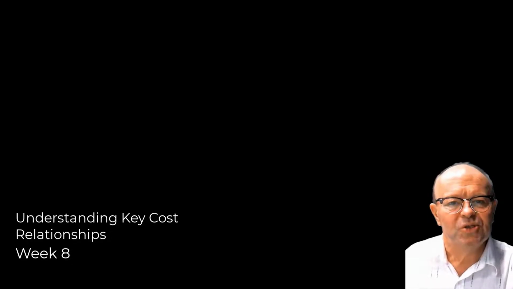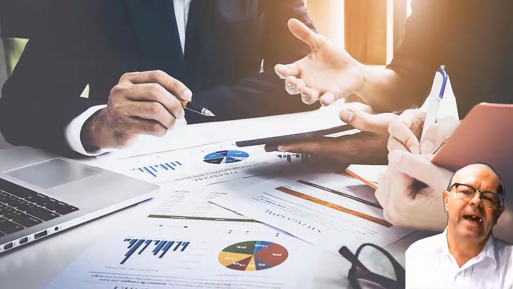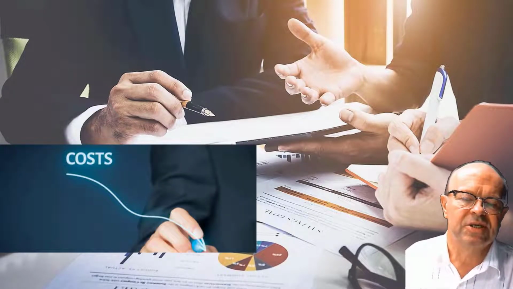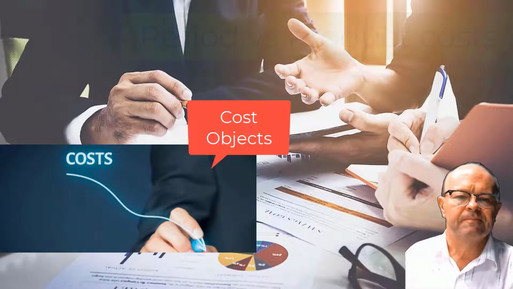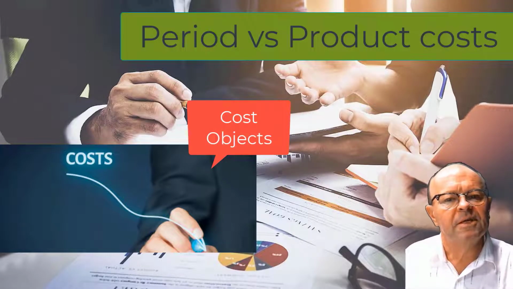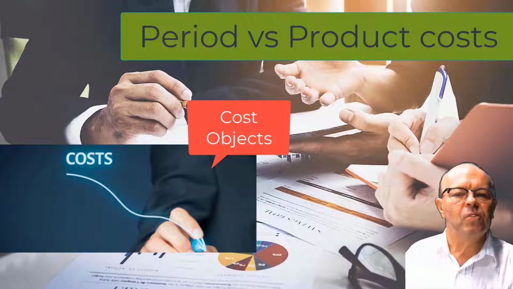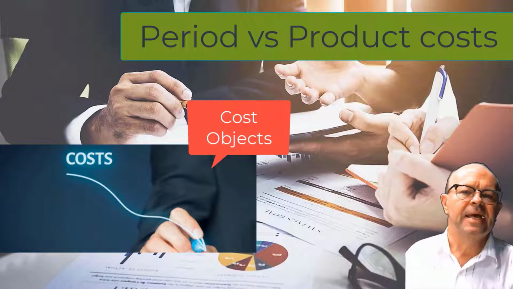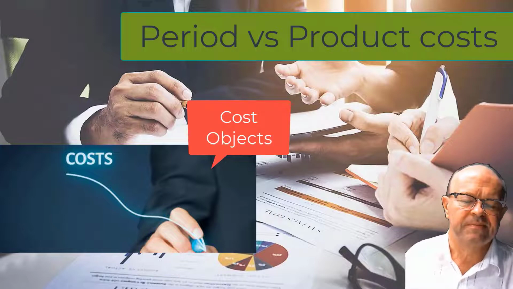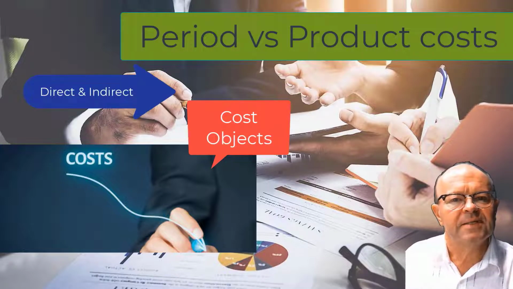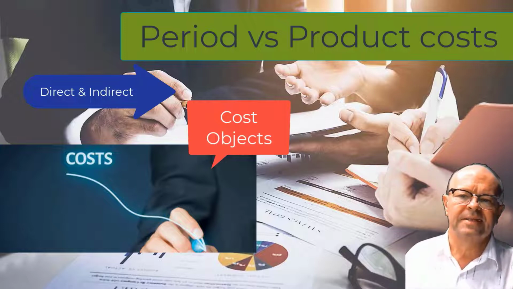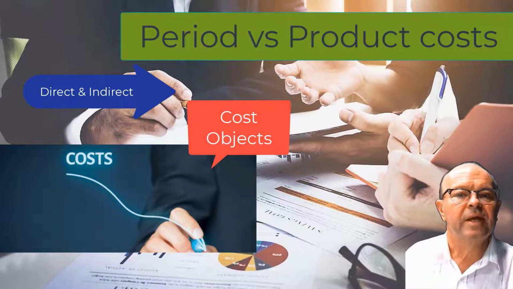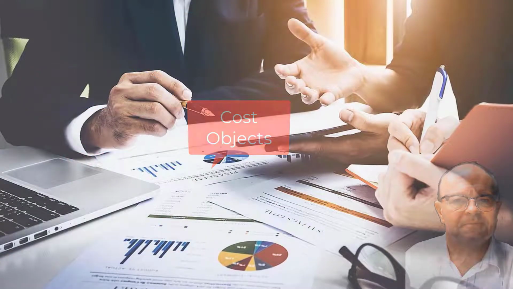Hi, Martin Turner here. This week we turn to management accounting as we look at understanding key cost relationships and how we use cost objects to help us do this. We then look at period and product costs and the importance of this key distinction in the costs of our firms. And we look at direct and indirect costs and how these are allocated to products. Let's start with looking at cost objects.